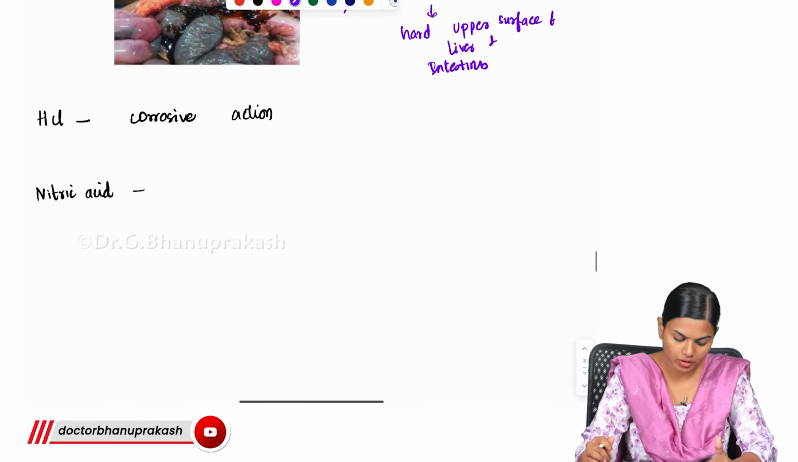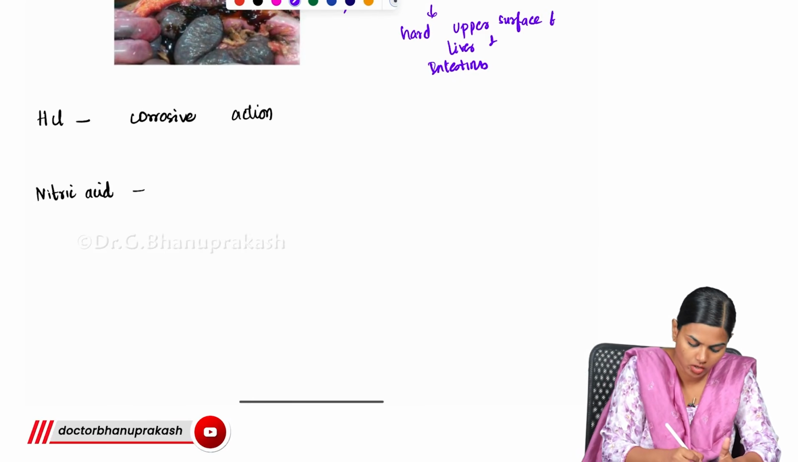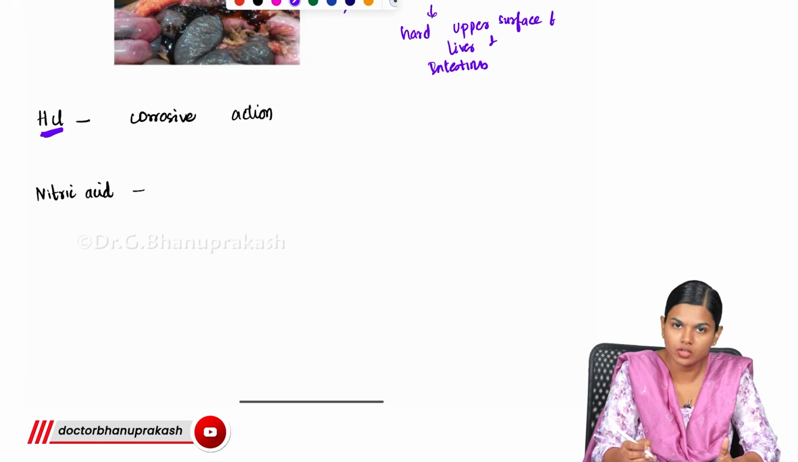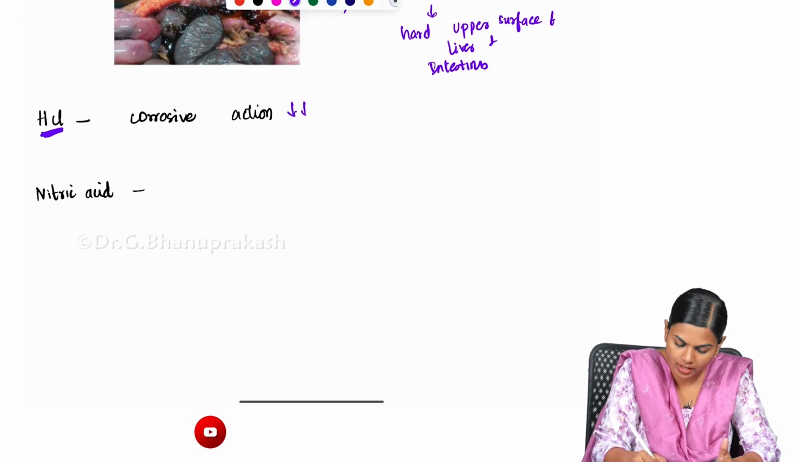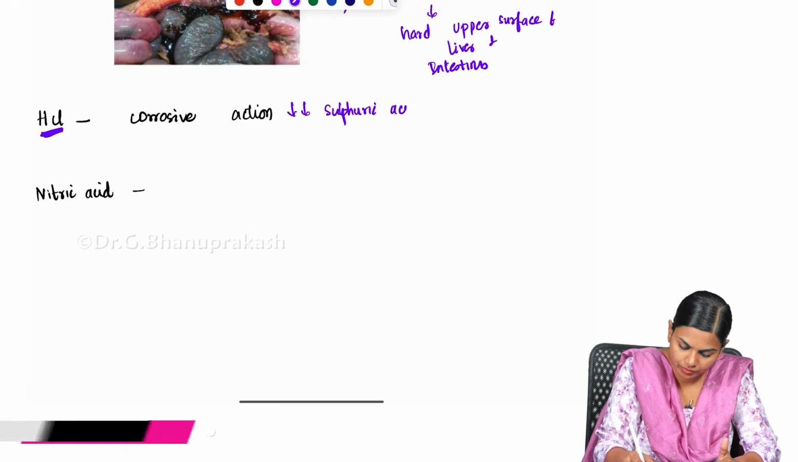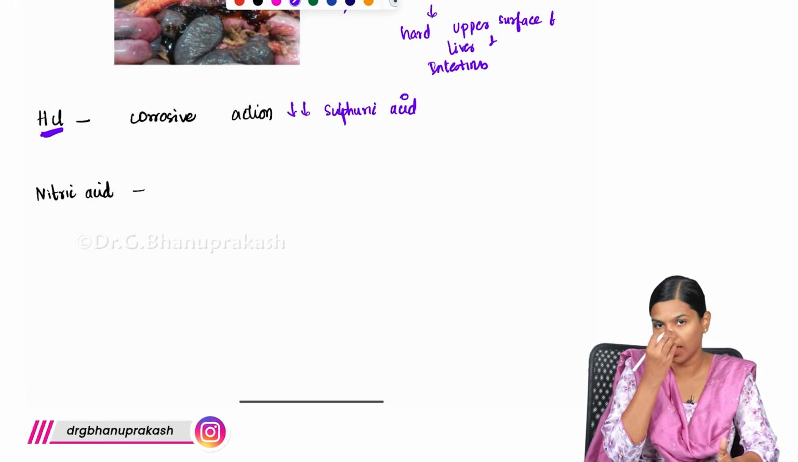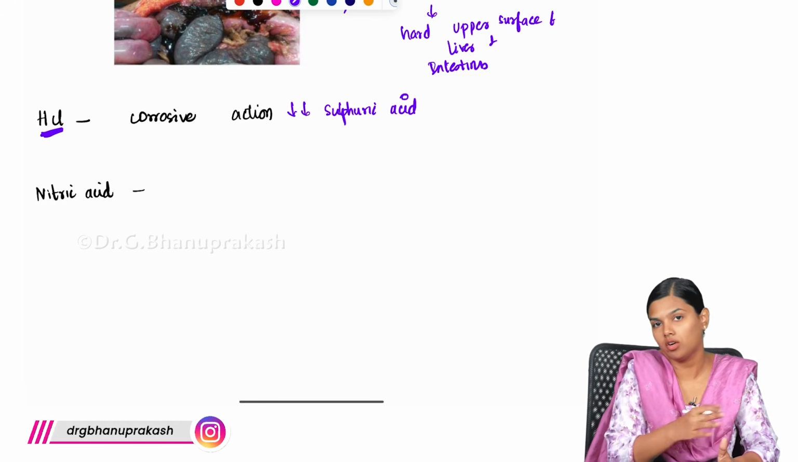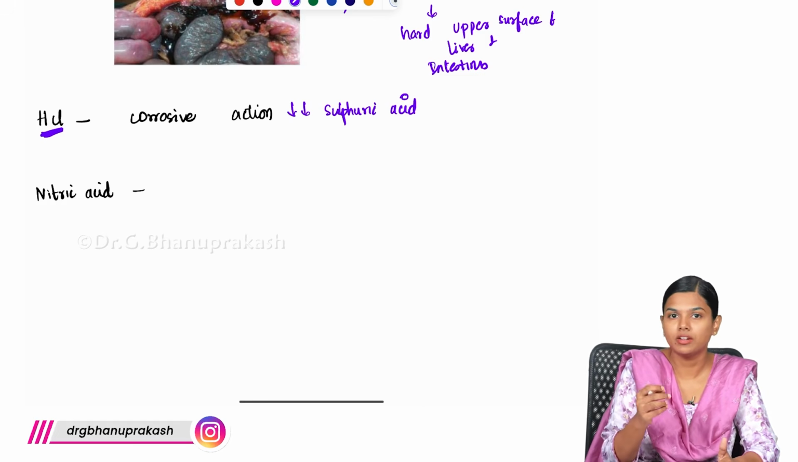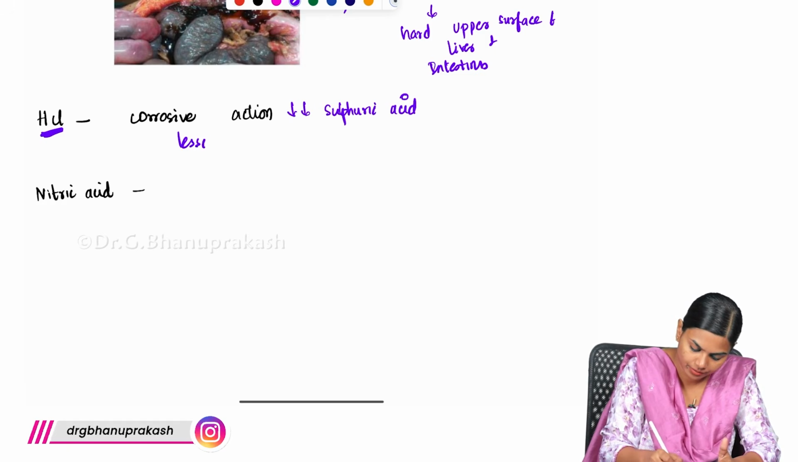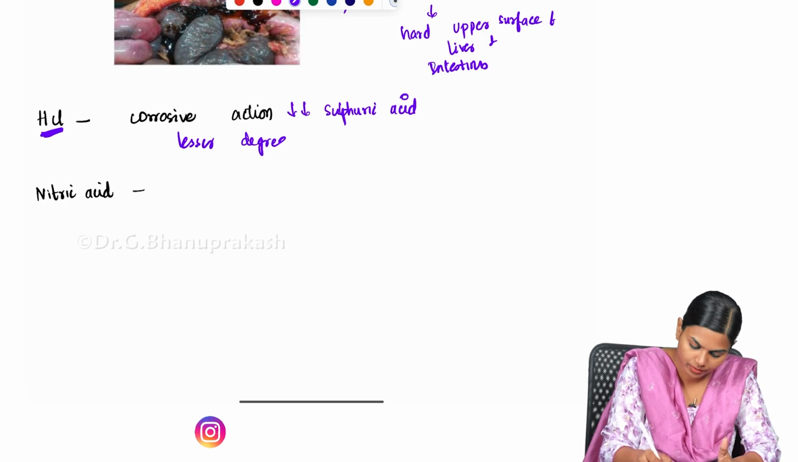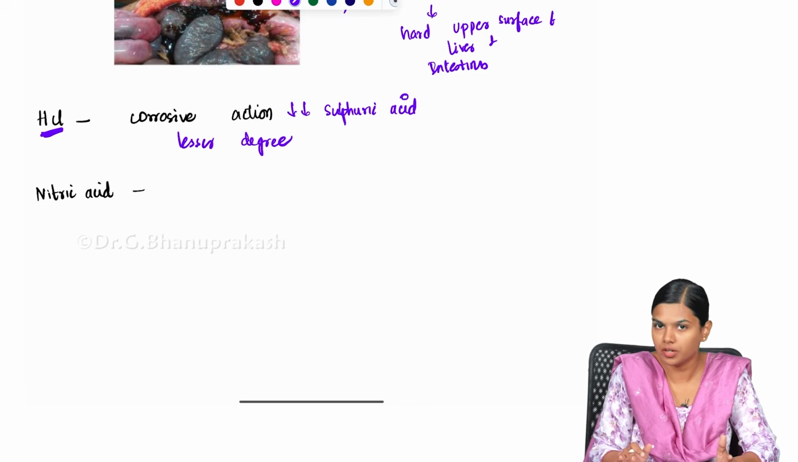And next what we are going to see is hydrochloric acid. So this hydrochloric acid, its corrosive action is somewhat less than sulphuric acid. With hydrochloric acid, you will be able to see all the corrosive changes, but to a lesser degree. And it does not commonly lead to perforation.